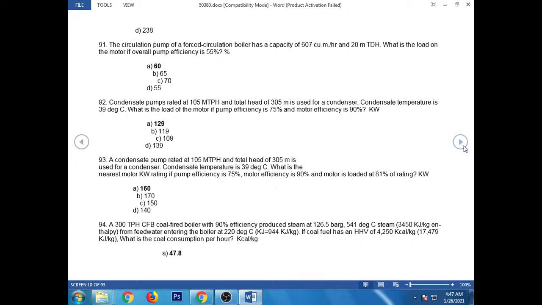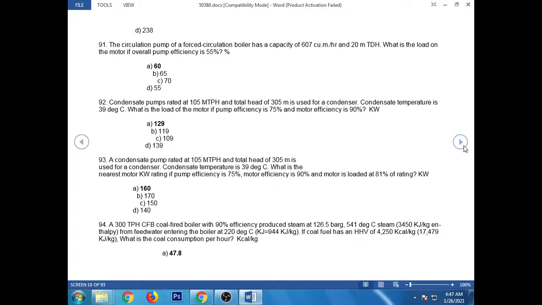A condensate pump rated at 105 mtph and total head of 305 meter is used for a condenser. Condensate temperature is 39 degrees Celsius. What is the load of the motor if pump efficiency is 75% and motor efficiency is 90%? Answer: 129 kilowatt.